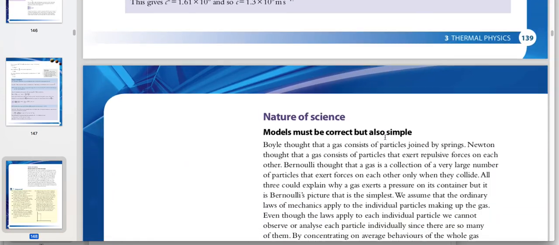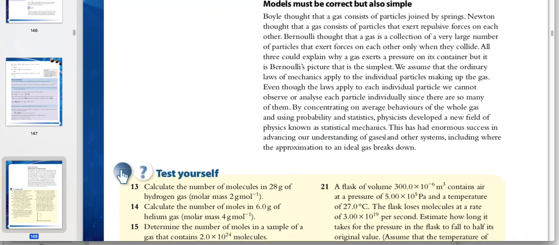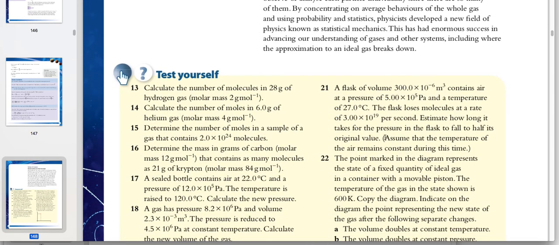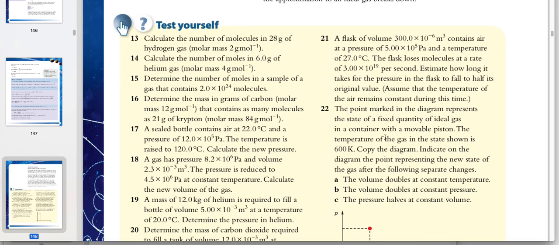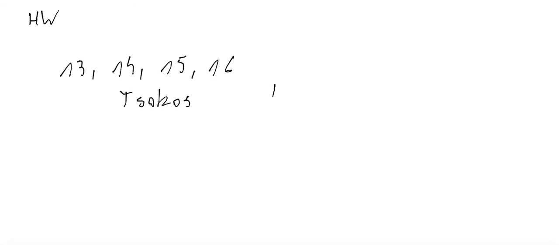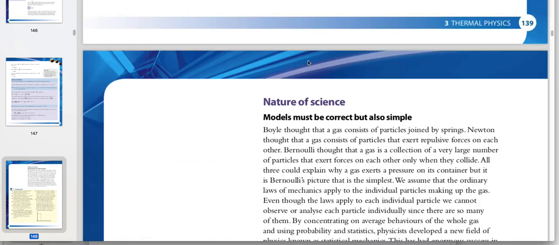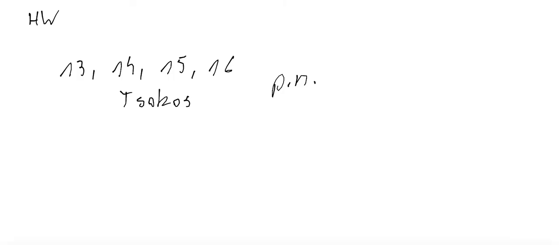But please open your homework. Please open your Tsokos on page number 140. Okay, page number 140, and do exercises 13, 14, 15, and 16. Your Tsokos, page number 140.